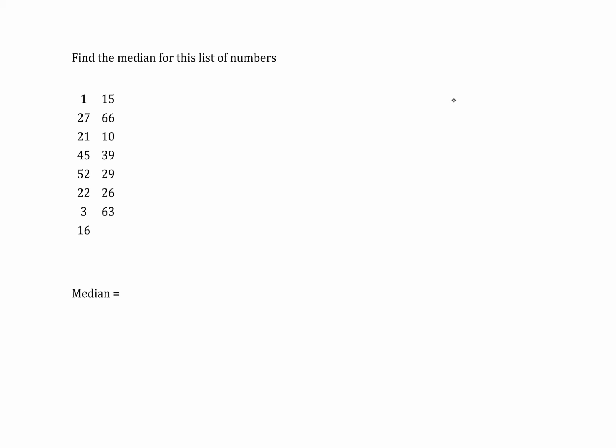Find the median for this list of numbers. Well, in order to come up with the median of a data set, it's defined as the middle item in a sorted data set. So you could begin by sorting your data and then finding out which value exists right in the center. An easier way is to take advantage of a calculator if you happen to have a calculator that can do that sort of thing.